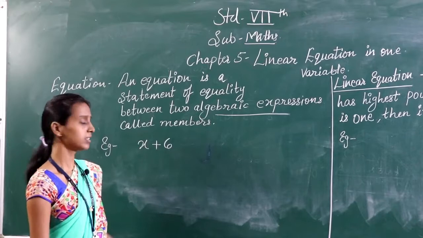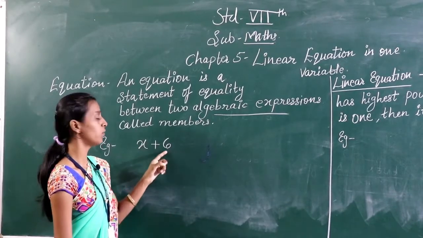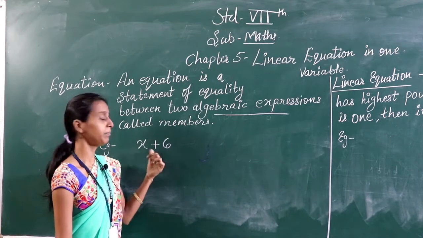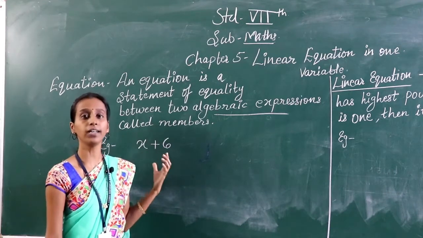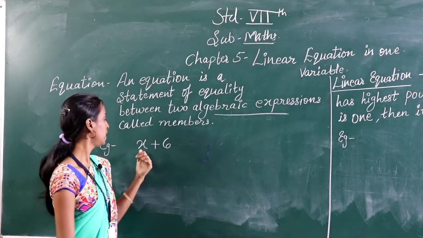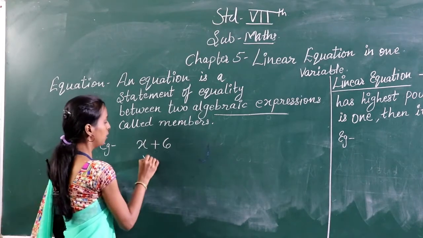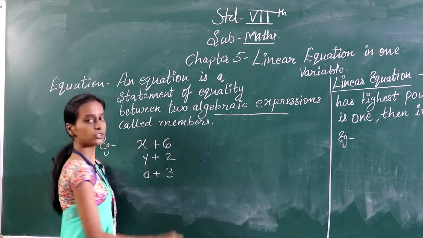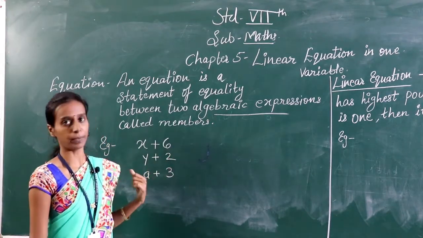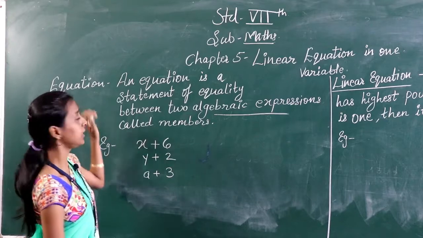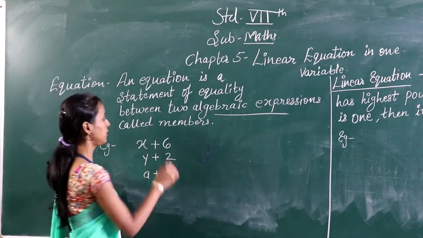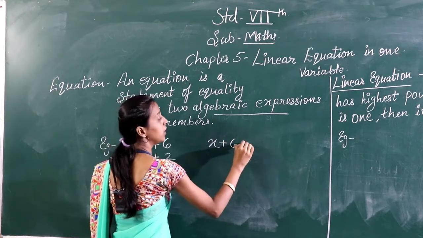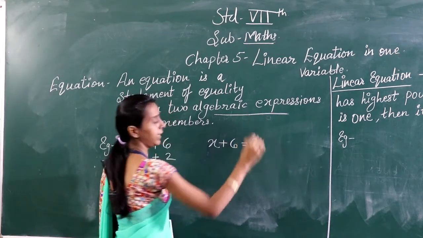In this there is one variable and one number with a symbol between them, that is plus. So this is called an expression. You can take any variable, like y plus 2, a plus 3. All these are called expressions. Now what is an equation? If I take x plus 6 equals 8.